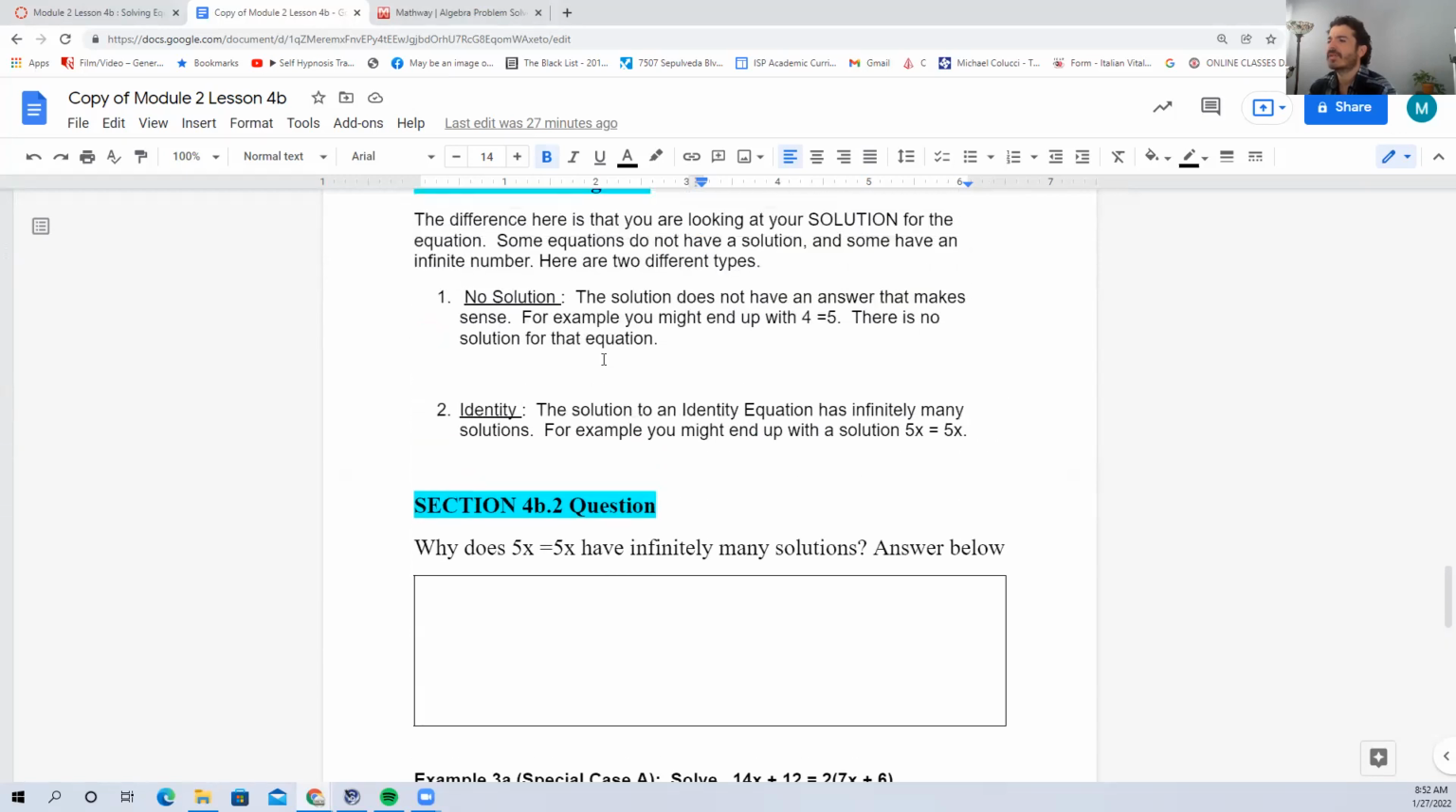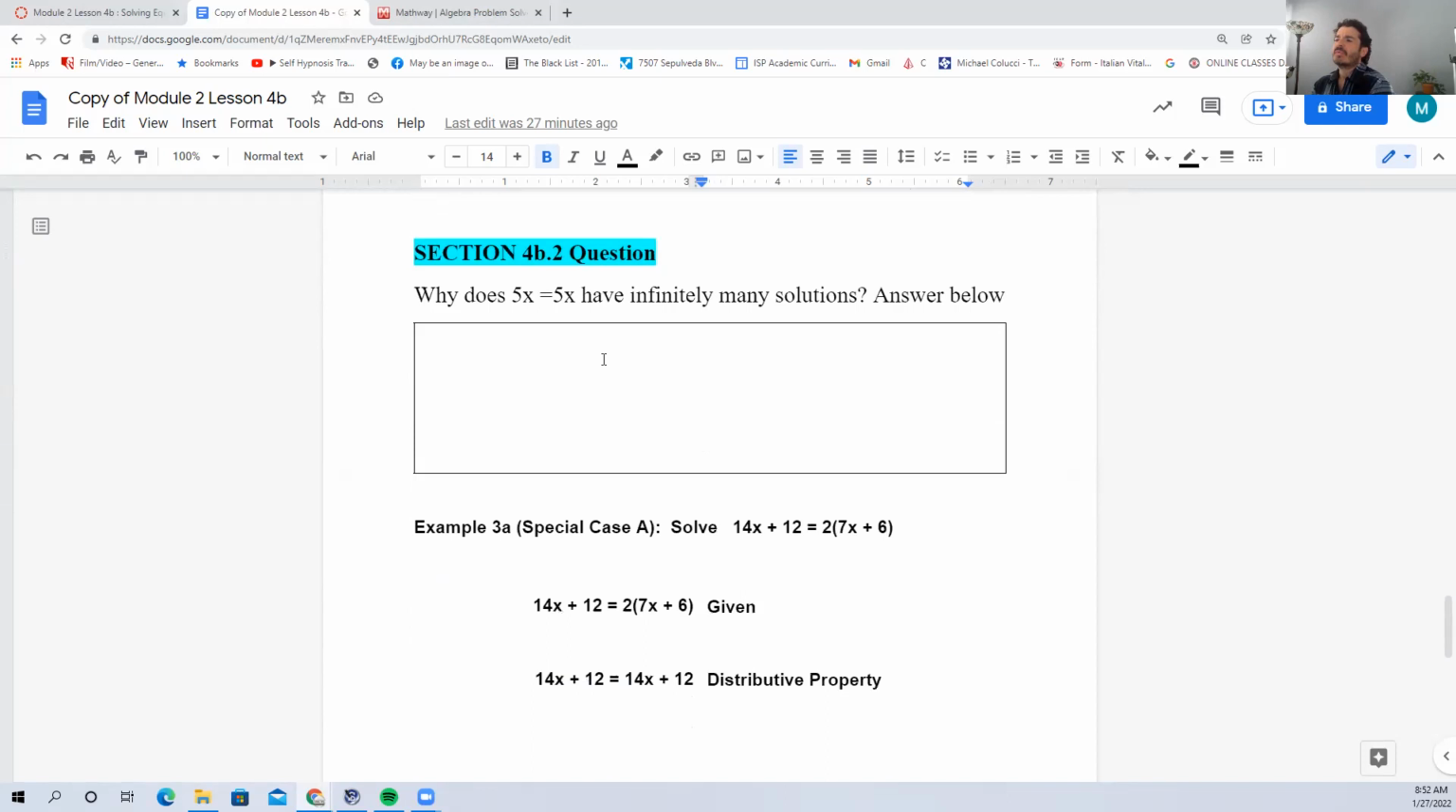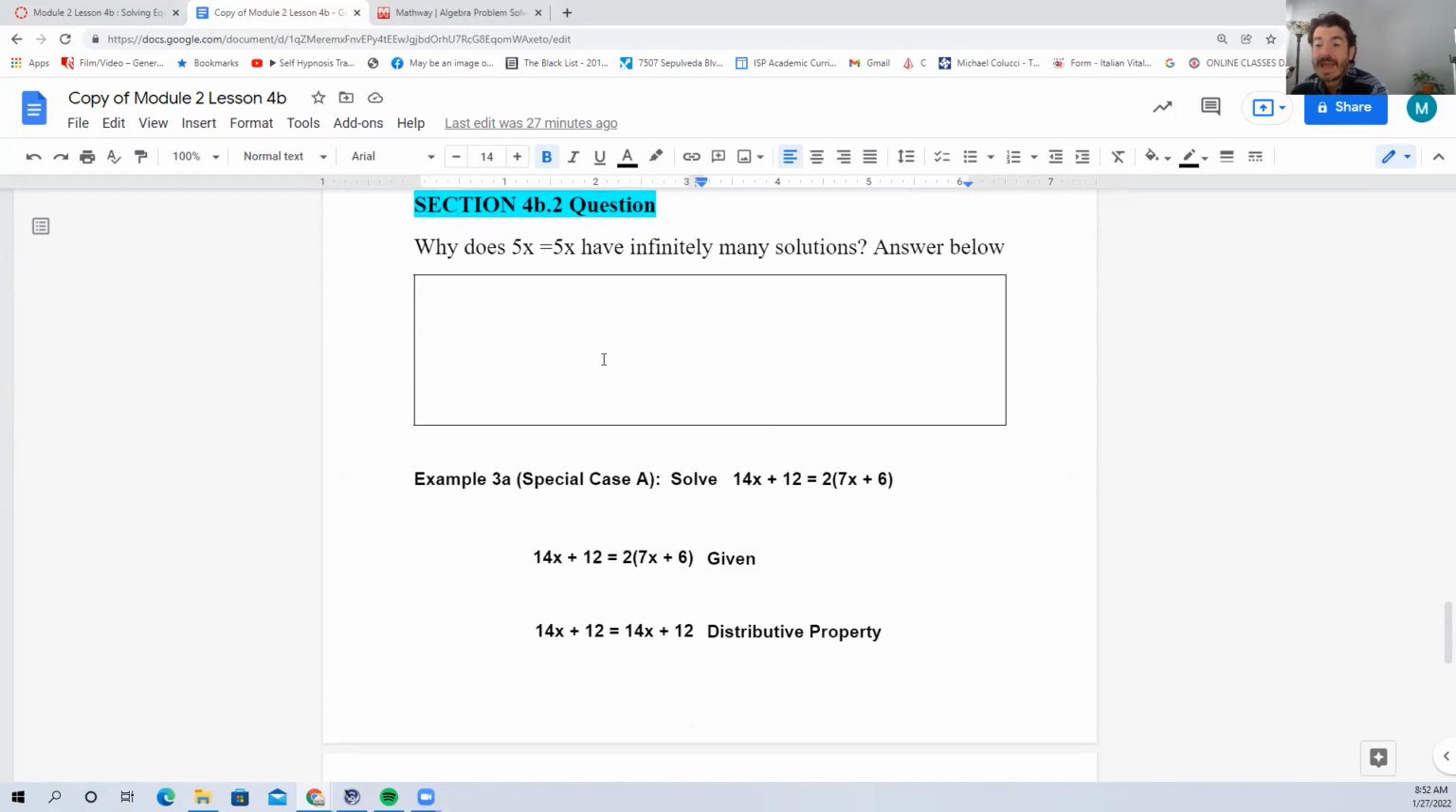Okay, so they're giving us this idea that there are certain problems that are going to have no solutions, and there are certain problems that are going to have an infinite number of solutions. The answer is below. So why does 5x equals 5x have infinitely many solutions? Well, x is always going to be the same number. We just don't know what that number is. So it's not like x is going to be different on the left or x is going to be different on the right.